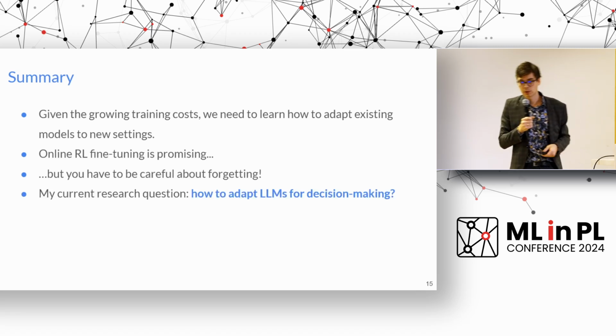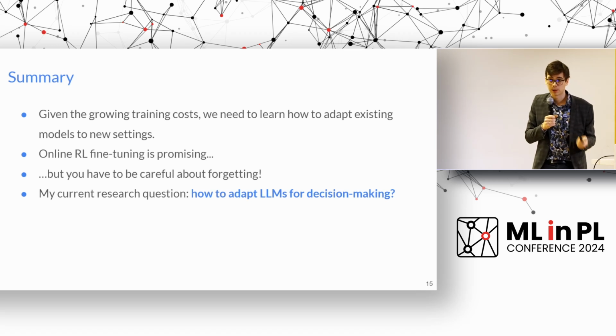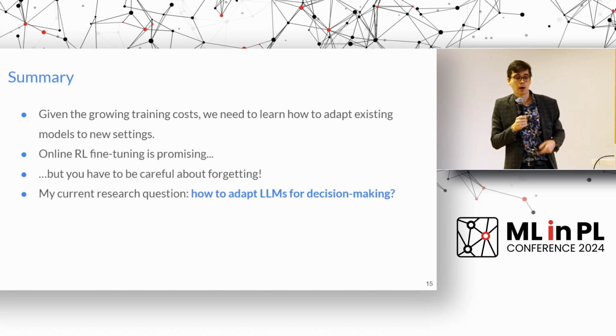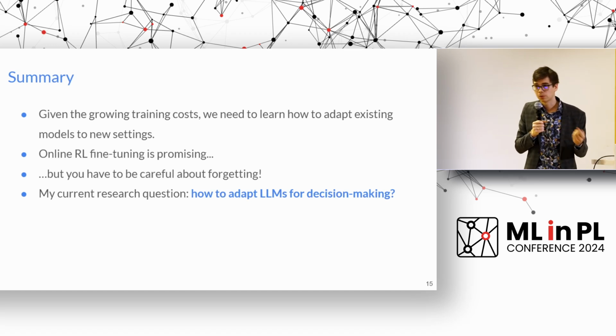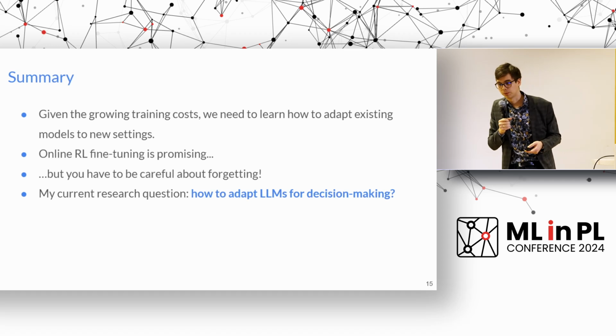And finally, I would like to mention that my current research question that I want to explore is how to adapt large language models for decision making, right? So basically how to take a model such as GPT-4 or Llama, and use it for some decision making tasks, which might require interaction with complex environments.